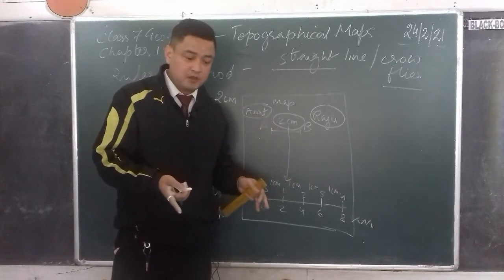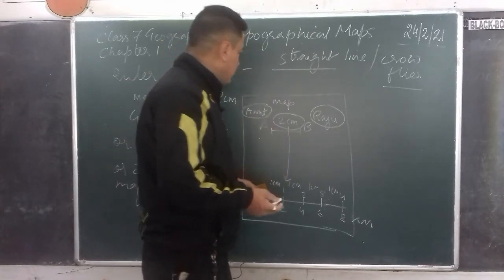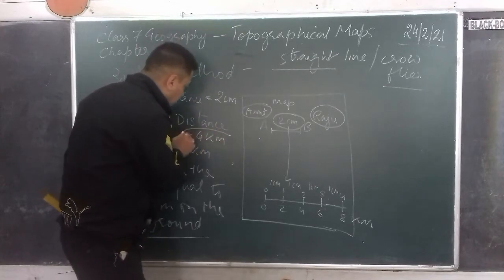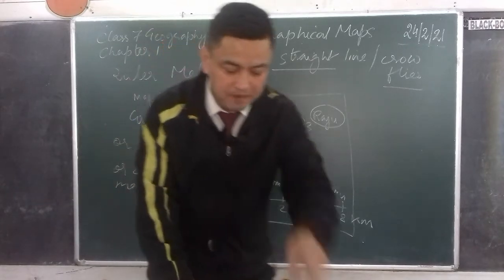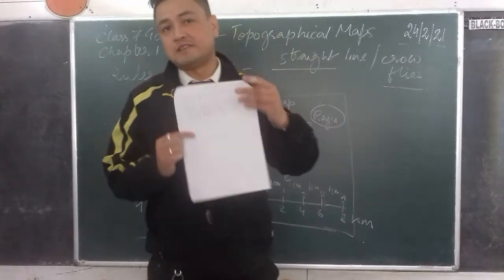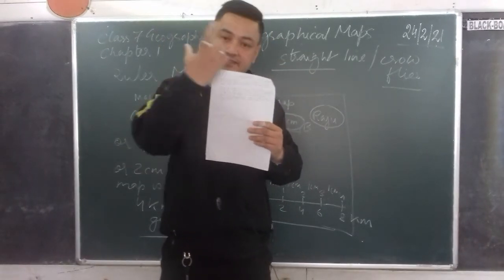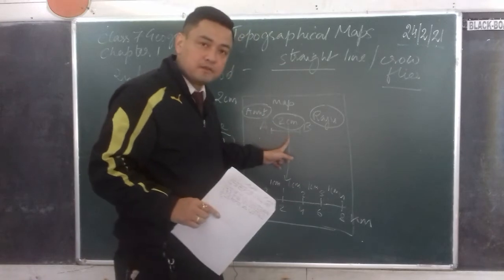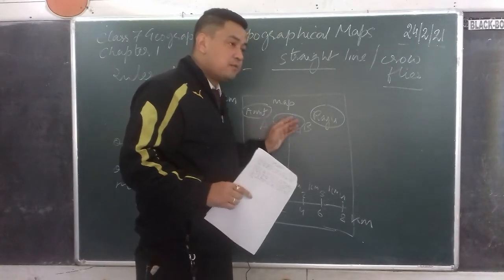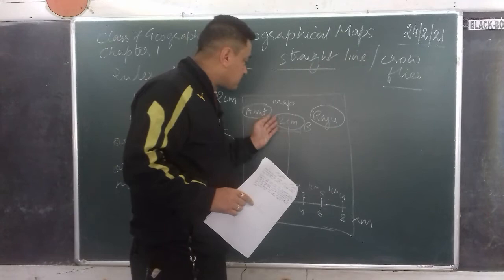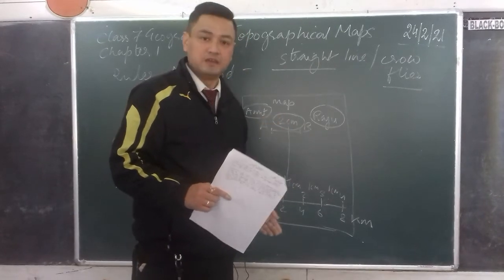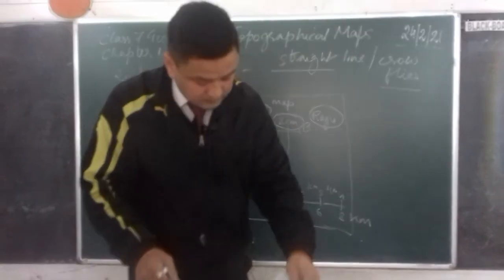Why is that? Because you cannot actually fit the whole distance on a sheet of paper. So what the cartographers have done is they have reduced the size of the map, or the size of the picture in a map, so that we can easily understand the map and calculate the distance from point A to B.